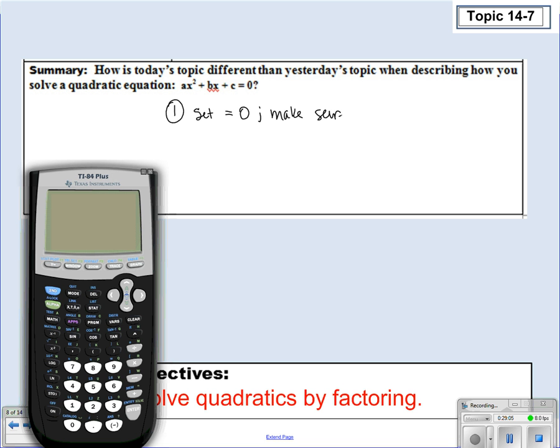the squared term, so that'll be the x squared or y squared or whatever variable we're using, make sure that term is positive. That will determine what moves, because if the x squared is already positive, the other numbers will move. If the x squared is negative, then we have to move the x squared. All the other steps will stay the same. This concludes topic 14.7.